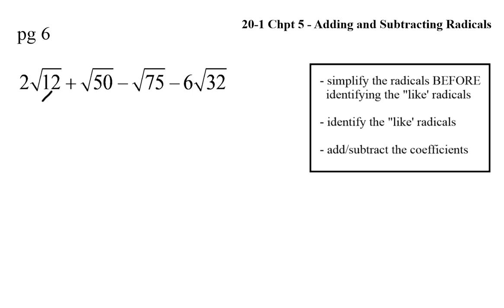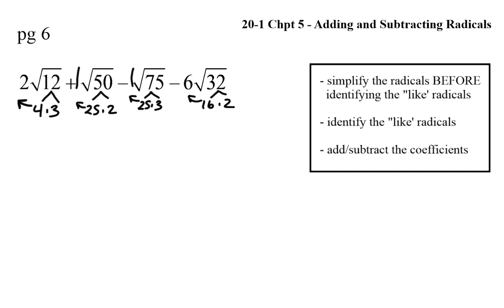So here we go, 12. 4 times 3, we can root out the 4. 50, 25 times 2, we can root out the 25. Don't forget you have a coefficient of 1. 75, 25 times 3, we can root out the 25. Coefficient -1. And 32 is a 16 times 2, so we can root out the 16. All of these radicals simplify. Hopefully that'll give us some like radicals after we've simplified.